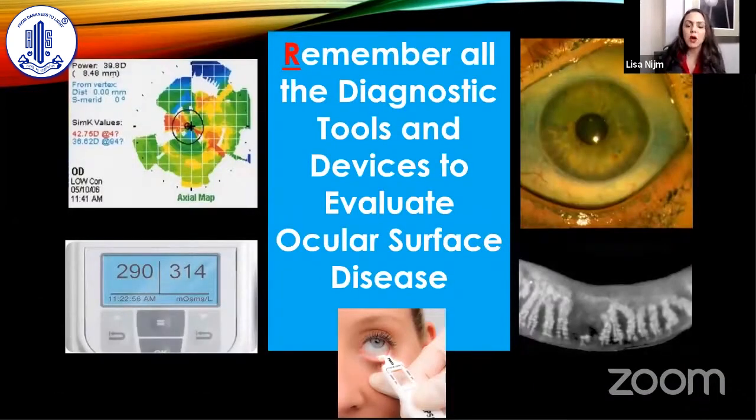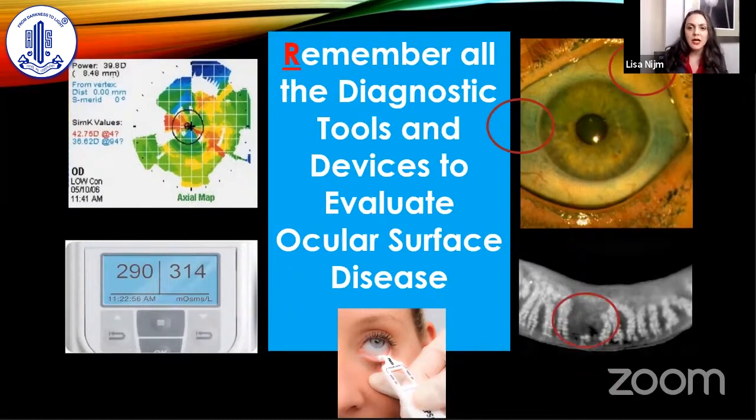The R was to remember all the diagnostic tools and devices that we have to evaluate ocular surface disease. Don't forget, looking at topography can give you signs if there are areas that are missing or irregular mires, that there's OSD. Differences in tear osmolarity, elevated MMP-9. And then in looking at the literature review, we found that glaucoma patients tend to have greater conjunctival staining in the superior and nasal fornices. So that's something to look for as well.